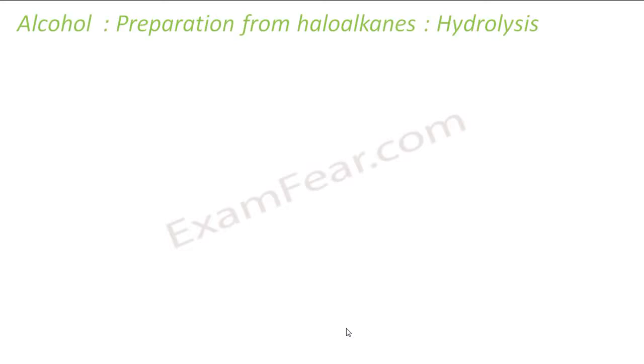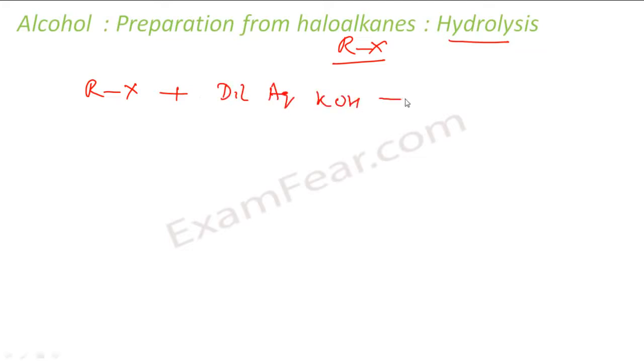So this is preparation from haloalkanes. Haloalkanes we know are nothing but the RX form. X can be fluorine, chlorine, bromine, anything. And we have seen this kind of reaction, hydrolysis. So we have something RX and we hydrolyze this with dilute aqueous KOH and you get ROH and KX. So here OH minus is a very strong nucleophile.